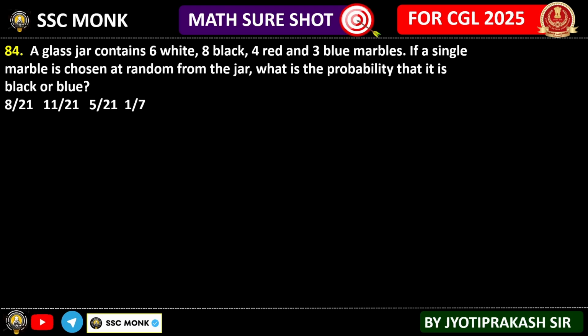If a single marble is chosen at random from the jar, what is the probability that it is black or blue? Now see, total: 6, 8, 14, 4, 18, plus 3, 21. Out of 21, only one will be selected. Now it is asking what is the probability that it is black or blue?